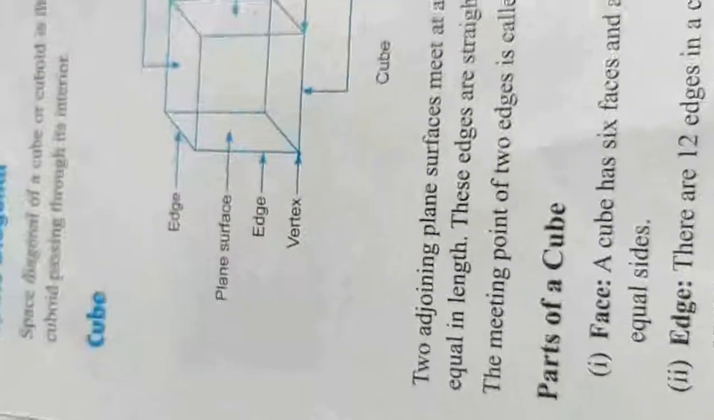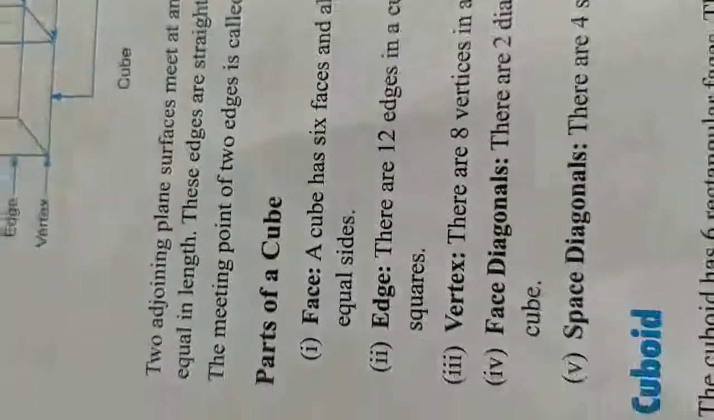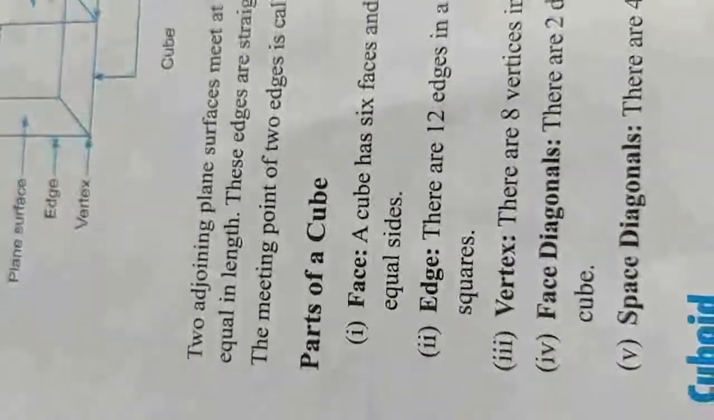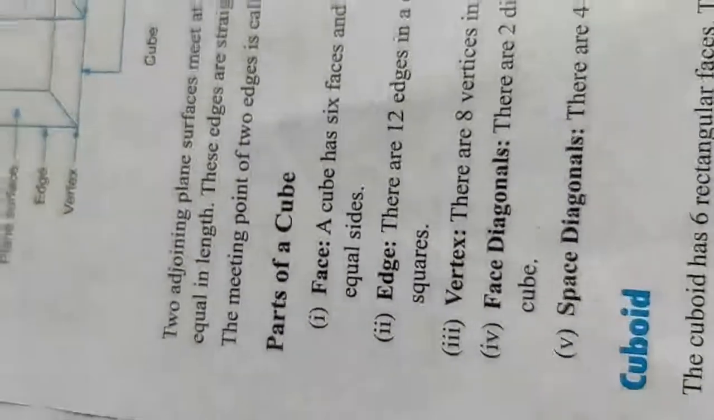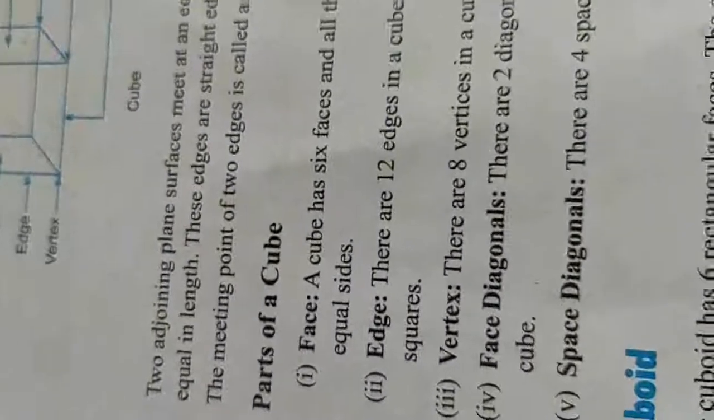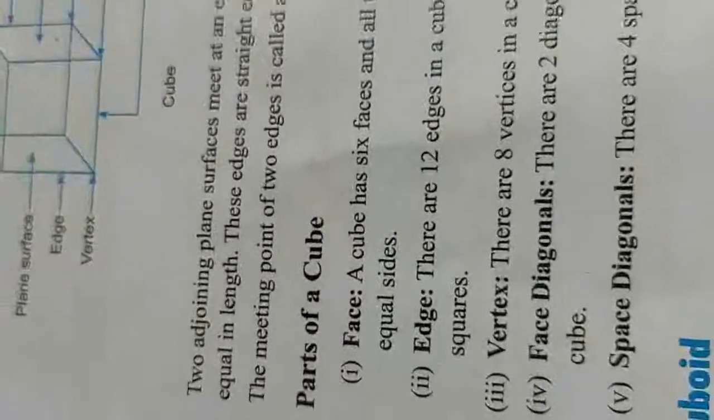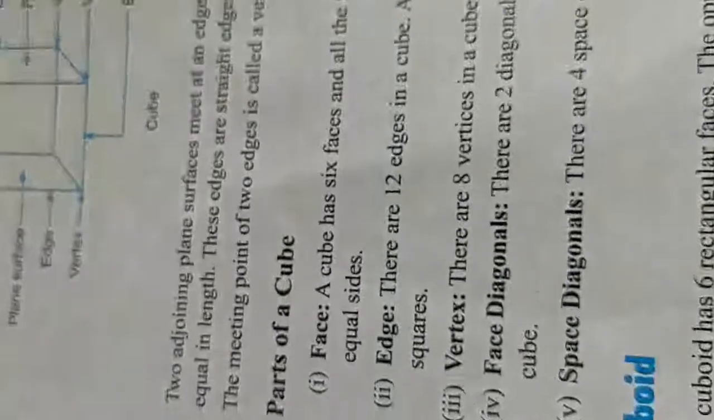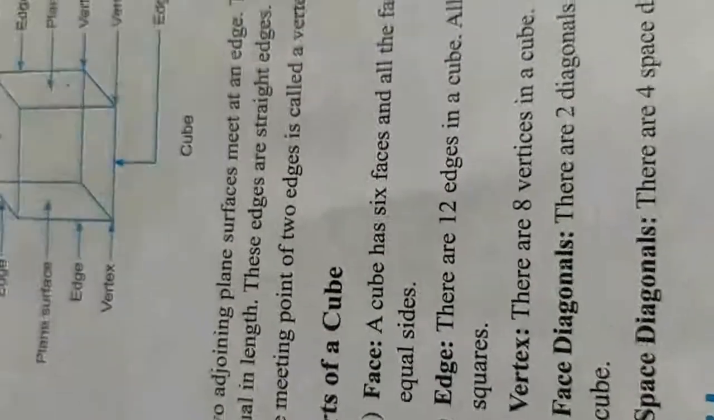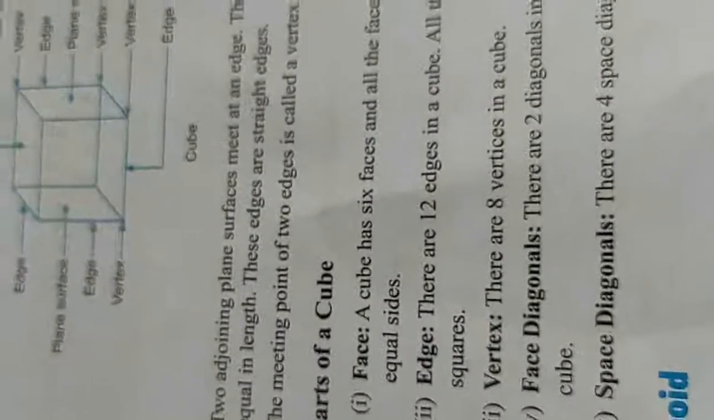Now first we will read about cube. Face. In cube it has 6 faces and it has 12 edges, 8 vertices, 2 diagonals in each face, so there are 12 diagonals in cube. Space diagonals. There are 4 space diagonals in a cube.